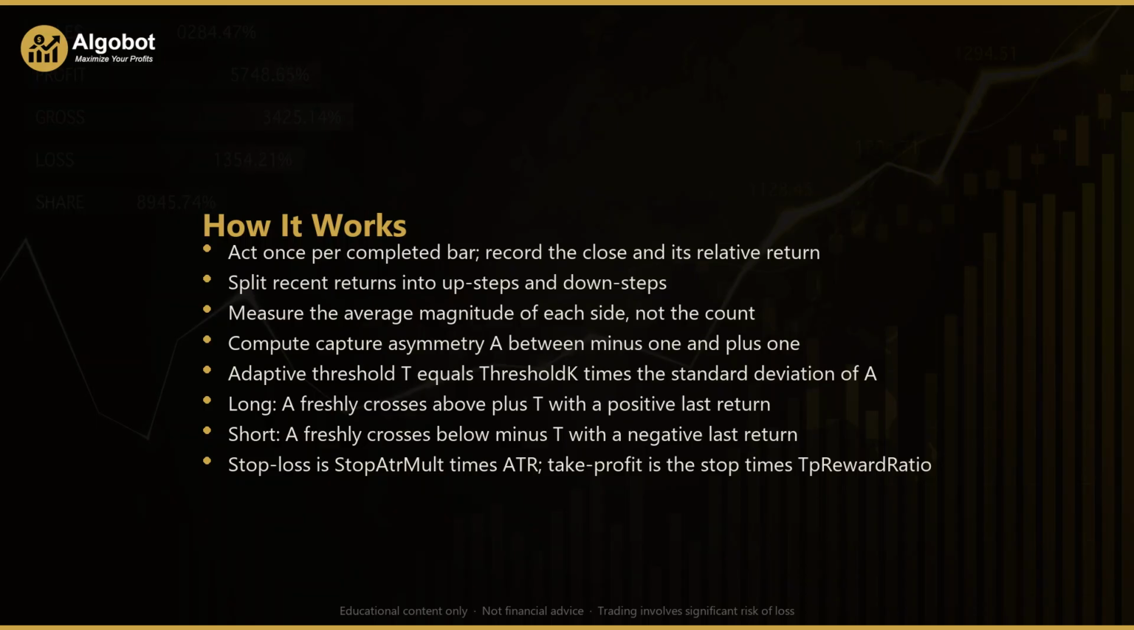Position handling is simple. If a new signal points against an open position, the strategy closes that position first and then opens a new one in the fresh direction. If it is already flat, it just enters. Finally, risk. When a trade opens, the stop loss is placed a multiple of the average true range away from entry, set by StopAtrMult, which defaults to 2. The take profit is that stop distance multiplied by the reward ratio, defaulting to 1.5, so the target sits farther away than the stop. Both levels are fully dynamic, adjusting to current volatility on every trade.